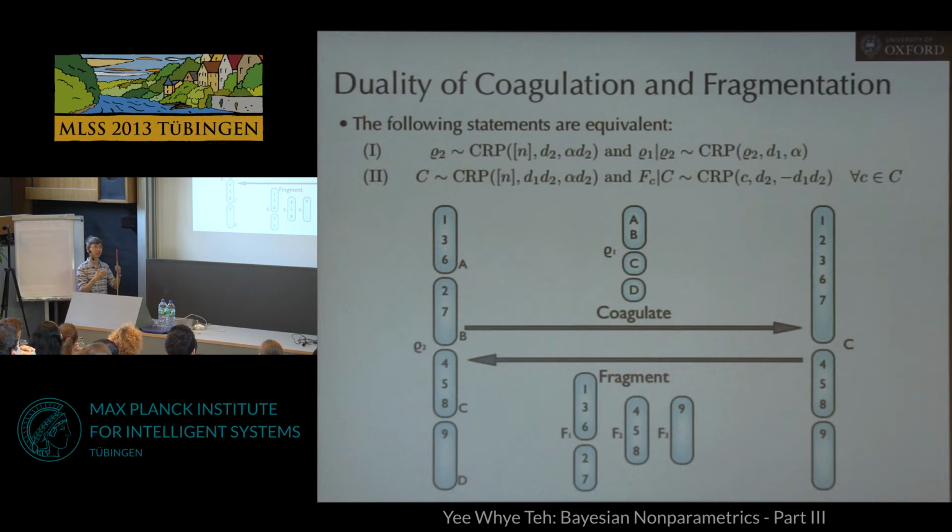And what that says is that, in a sense, random coagulations and random fragmentations are the same thing if the CRPs are parameterized in a particular way.